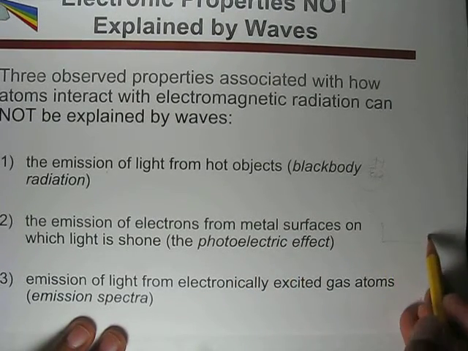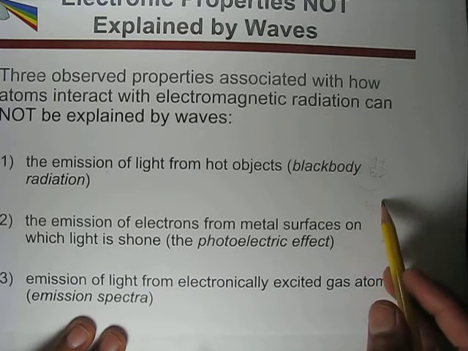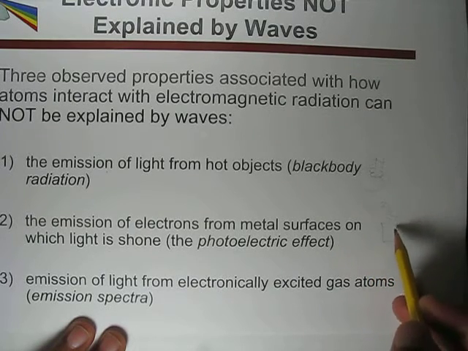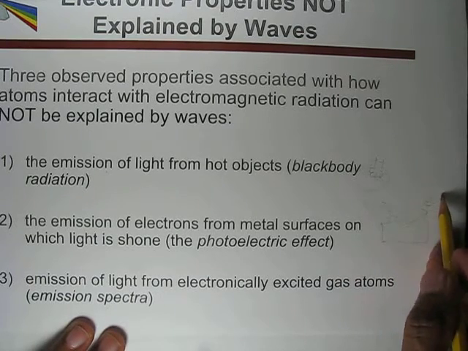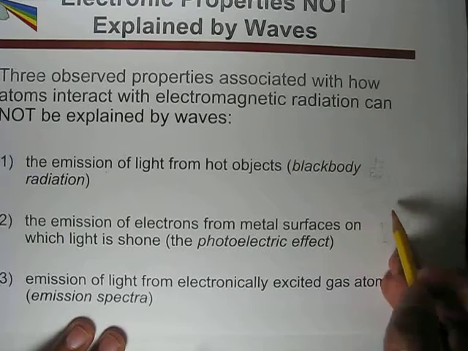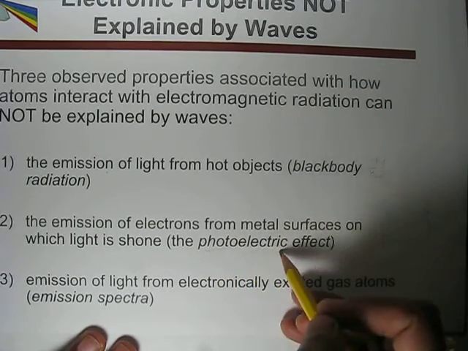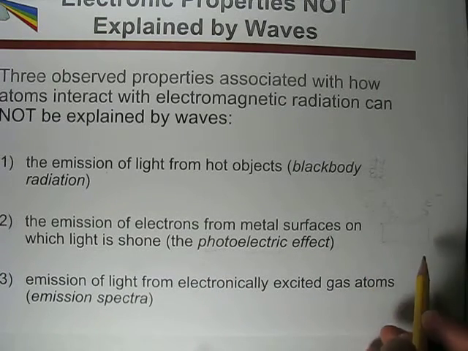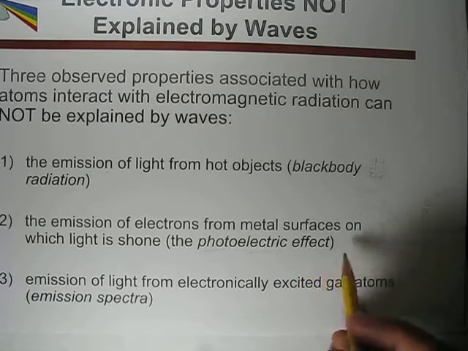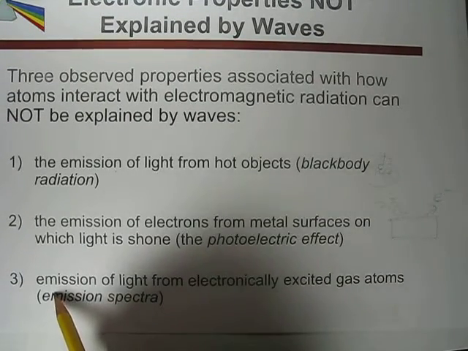According to this, if you have a metal and you are shining an intense beam of light on the metal, and the metal releases electrons, this is called the photoelectric effect. Photo means light and electric means current. So this effect was also not explained by the wave nature of the electron.